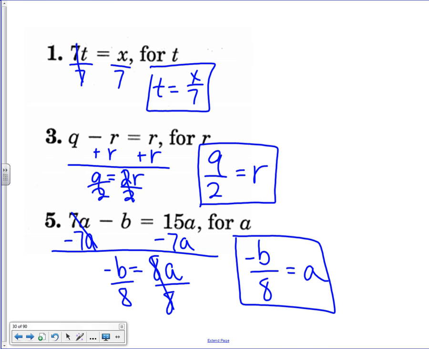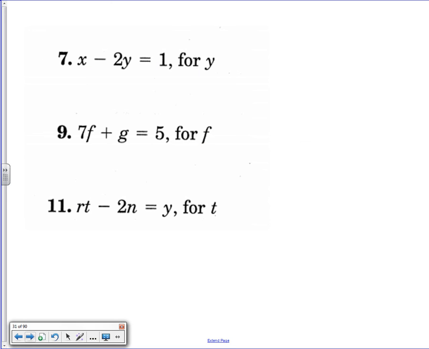Again, please stop and pause if it's too fast. Skip ahead if it's too slow, and just kind of do what you need here.